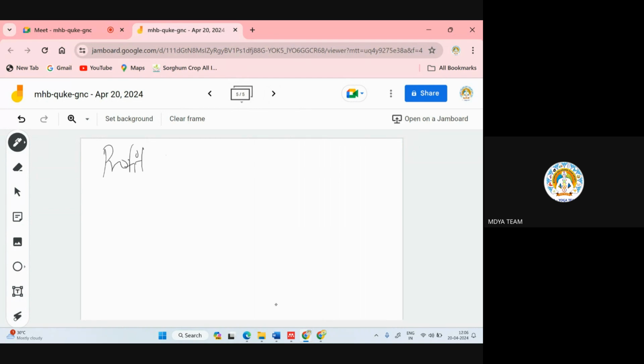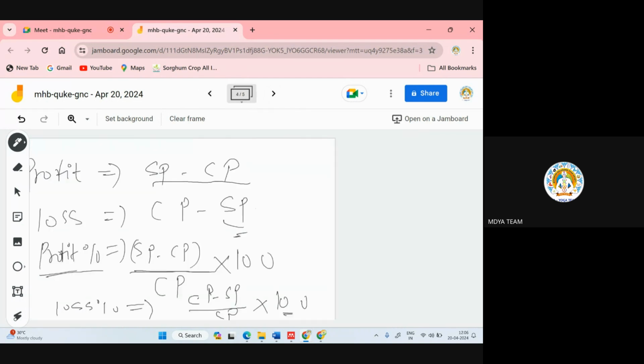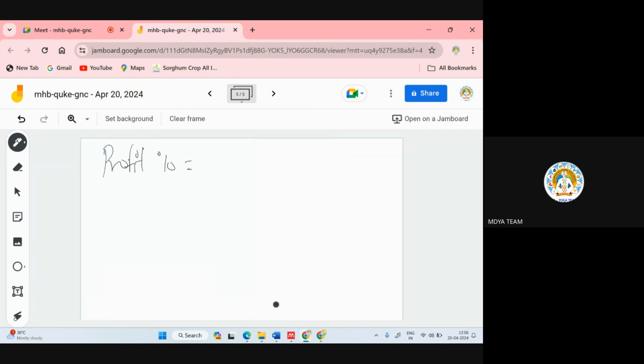Okay. Profit percentage is selling price minus cost price upon cost price, multiplied by 100. Now, if you want to know this cost price, then what you will do, you will just shift this cost price here and profit percentage here.